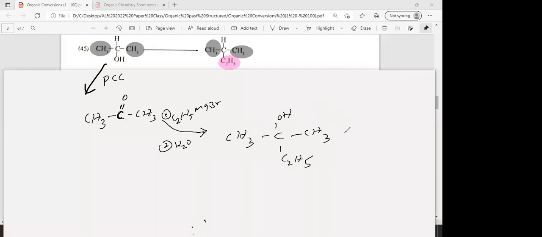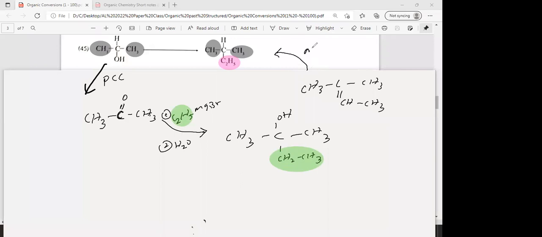And then you can convert this into CH3 C double bond CH CH3. Here you get CH double bond and CH3. Right. So this C2H5 group, this C2H5 group, this C2H5 group. Right. Then you can reduce this with nickel and hydrogen.